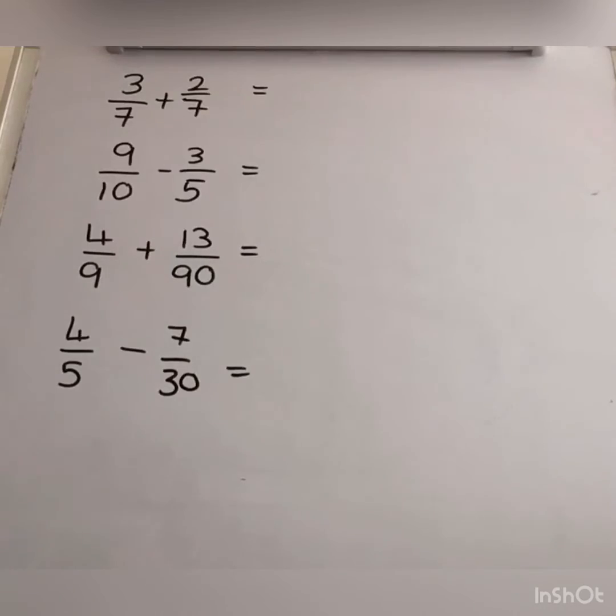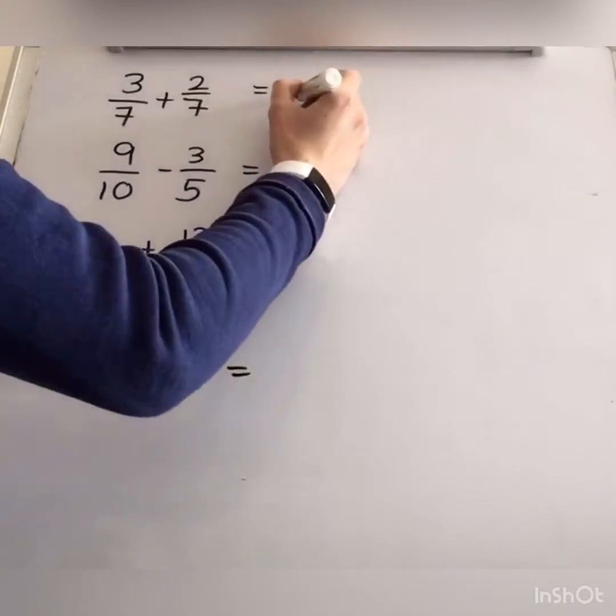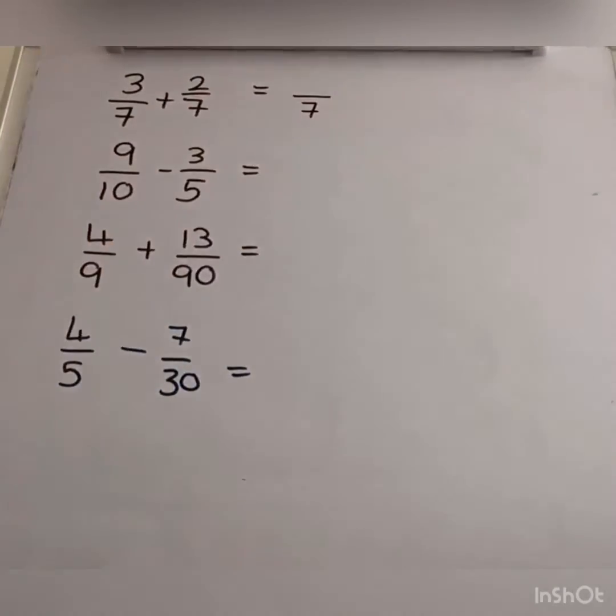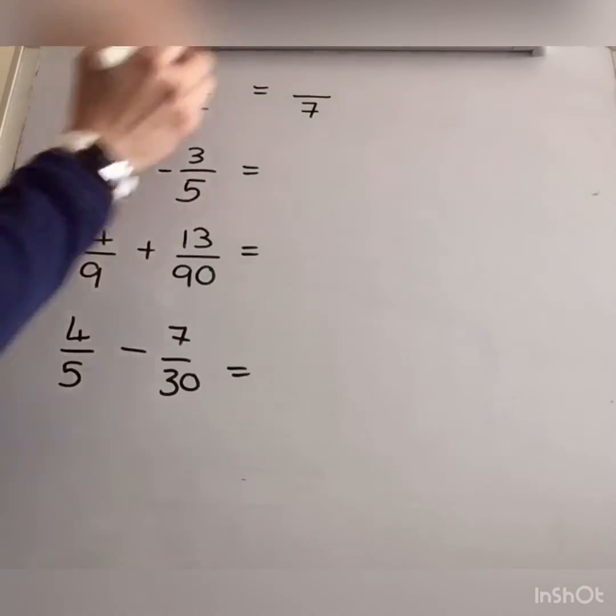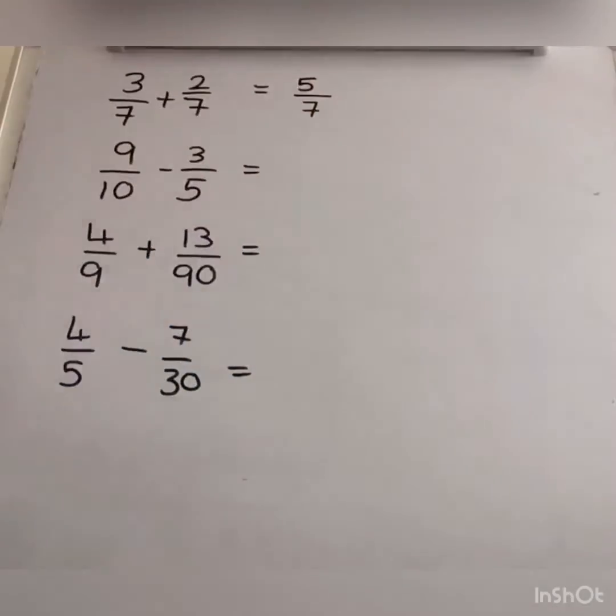Okay, so we have 3/7 plus 2/7. We're lucky enough here to have the same denominator, known as a common denominator, so we don't have to change any of the fractions, and we simply just add the tops together. 3 plus 2 is 5, so we get 5/7.